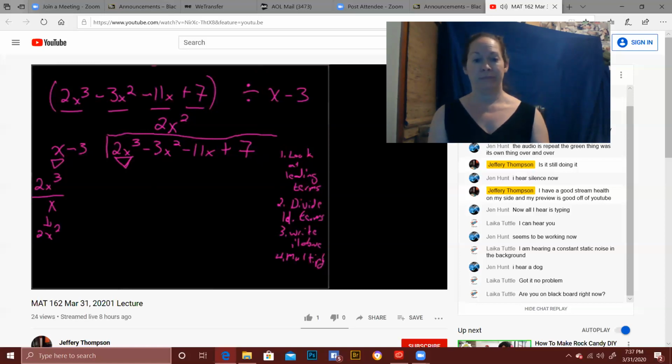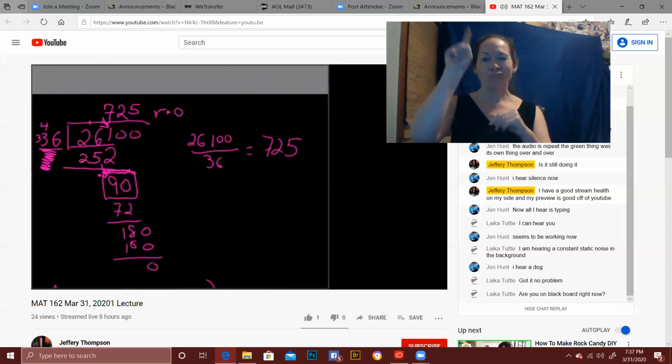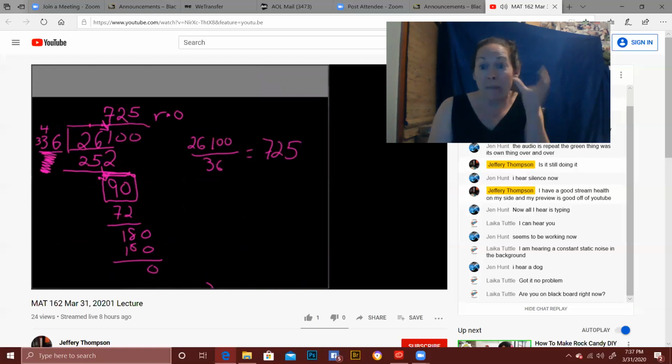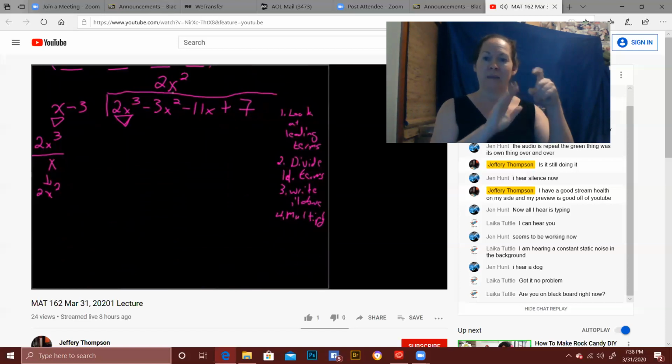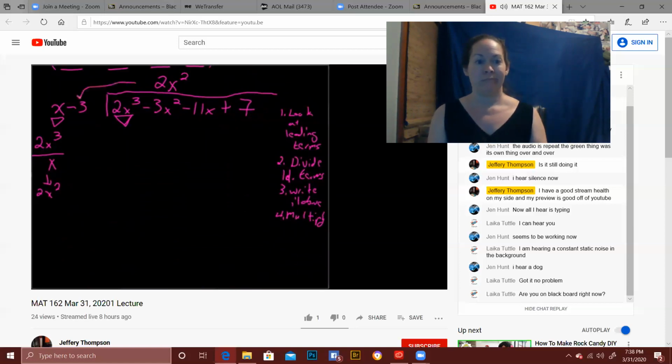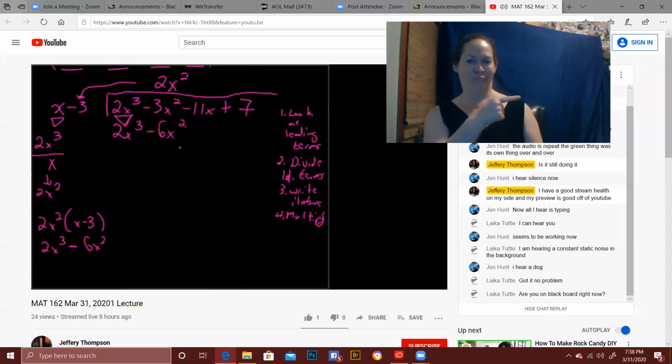I'm going to jump up a board here. When I had the 7, I multiplied it by 36 to get the 252. So here, I'm going to take the 2x squared, and I'm going to multiply it by x minus 3. So 2x squared times x minus 3. The 2x squared times x gives me 2x cubed, minus 6x squared. So I get 2x cubed minus 6x squared.